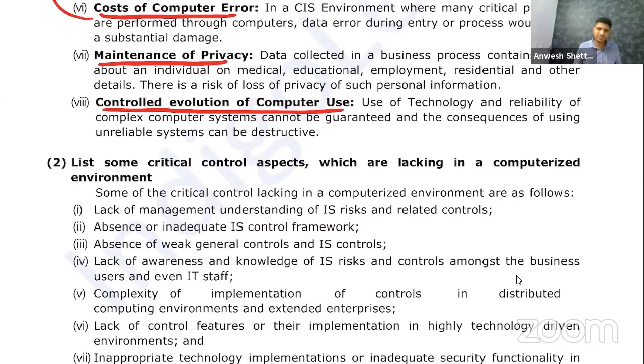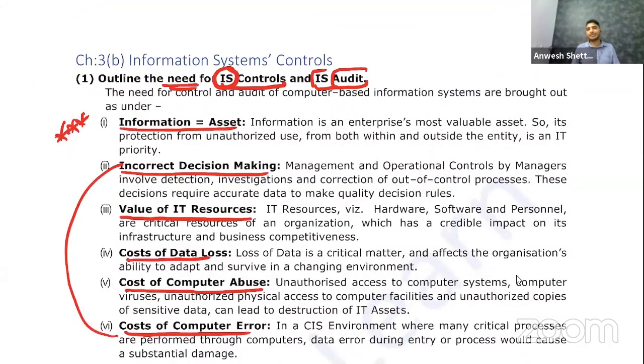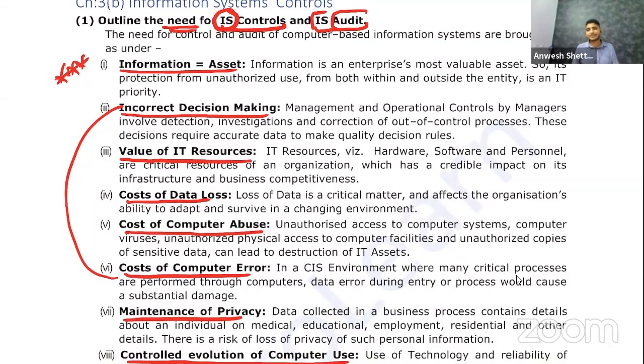Next one is controlled evolution of computer use. This is a very general point. They are saying that as and when technology changes, we also need to upgrade ourselves. If you're using old systems, for example in banks, now we have Windows 10, but there are banks which are still using Windows XP, Windows Vista, those old computers, and the bank people are very rigid. They'll say, we will not use the new system, our old system is working properly. Microsoft has stopped rolling out security updates for those old computers, so they are vulnerable to attacks. If you don't have proper control in your organization, you will still end up using old systems with no security patches or updates, and your system is vulnerable to attacks. So they are saying that in an organization, you need to have controls because of the following reasons, and at the same time you also need to get your controls audited because of the following reasons. Very simple question.